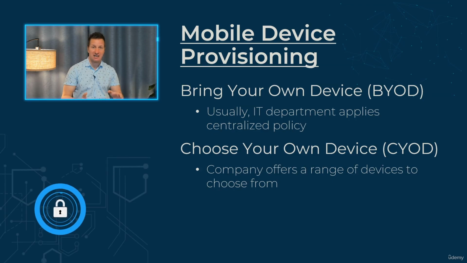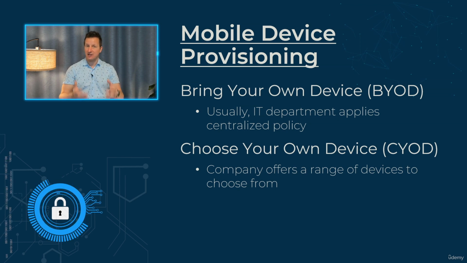So there are a couple of ways that organizations will provision mobile devices to be used in the enterprise. One of those is bring your own device, BYOD. This means what it sounds like. It allows users to bring their own personally owned smartphone to be used in a corporate environment. Now, what that means is often that the IT department will have to have some kind of centralized policy applied to the device to harden it in alignment with organizational security standards.